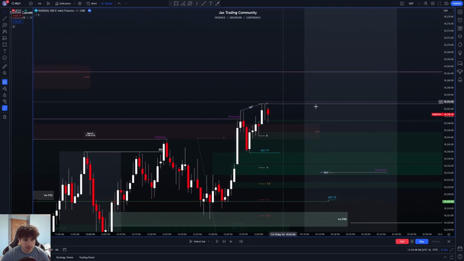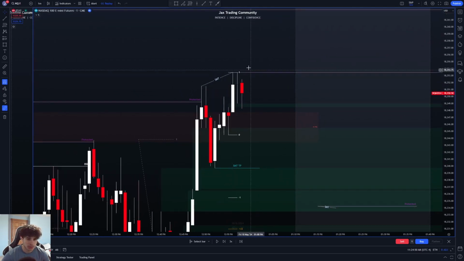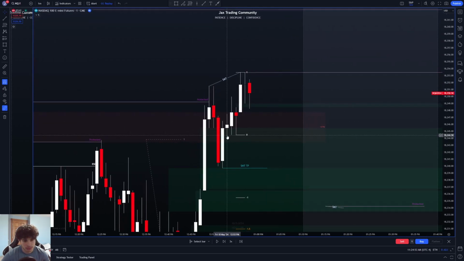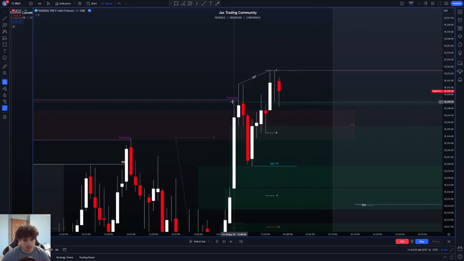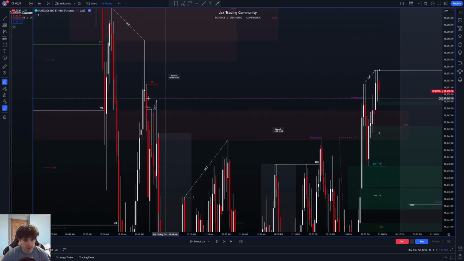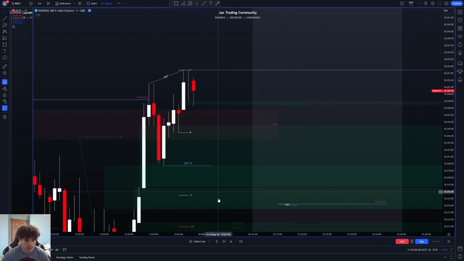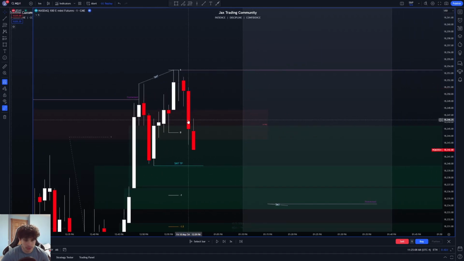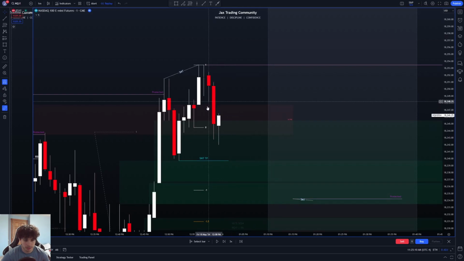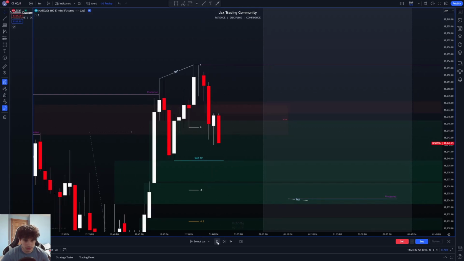So right here we create an SMT. This would be manipulation leg because we just took out an external high right here. After that, we came back up, took this internal high. This would be your manipulation. And we have formed an SMT. So now I would want to see displacement down, just like this. Here's a 1 minute fair value gap. If we tapped into this, I would take an entry. So we don't quite tap into it.